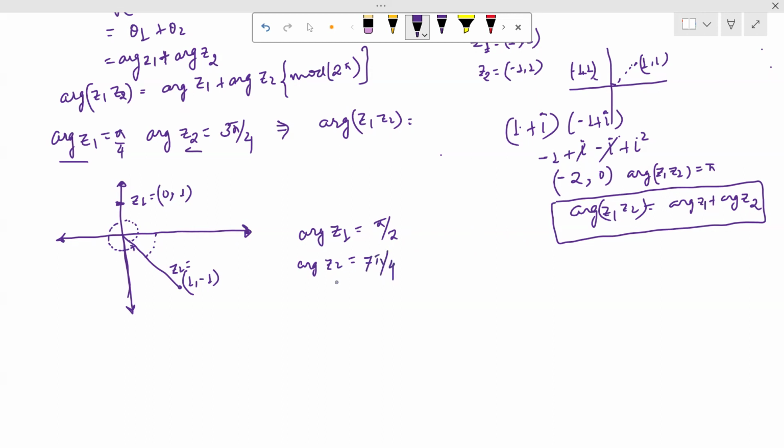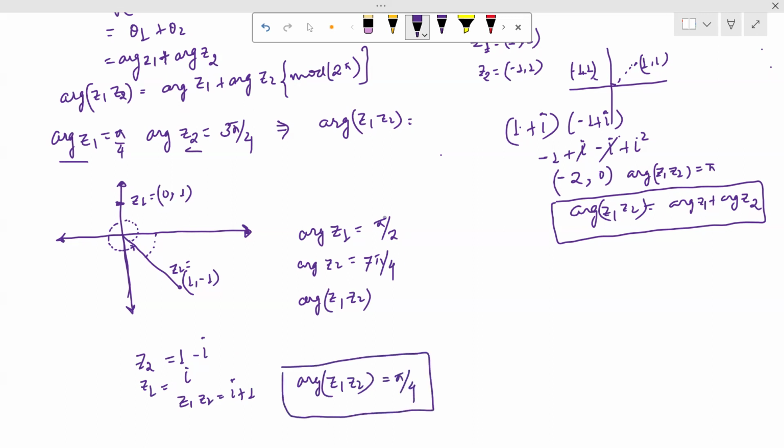Now if I add both of them, what will I get? Let us also find the argument of z1 into z2. z2 is 1 minus iota and z1 is simply iota. So z1 into z2 would be simply iota plus 1. Clear? I hope it is clear. And what would be the argument of z1 z2, which is 1 plus iota? The argument would be simply pi by 4. Now the point is this: if you add both of them, you're not going to get pi by 4. So it is not equal to the argument of z1 plus the argument of z2.